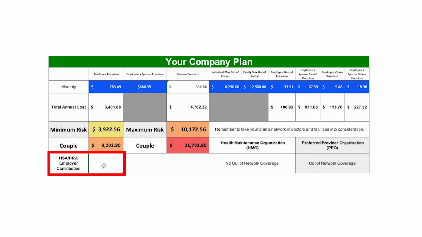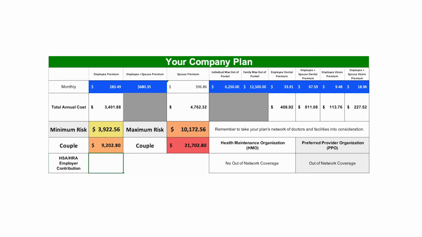Finally, there is a box for you to put in any dollars that your company contributes to your health savings account, or HSA, or your health reimbursement arrangement, or HRA. These are real dollars that would lower your out-of-pocket risk. In this example, the employer is contributing $2,100 to the employee's HSA for the year.